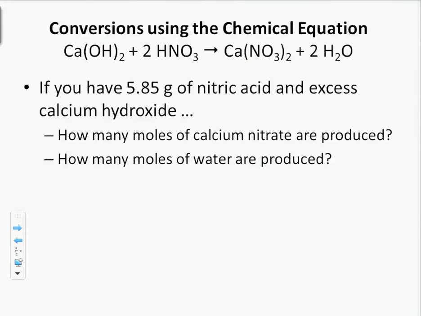The next problem says if you have 5.85 grams of nitric acid and excess calcium hydroxide, then how many moles of each of your products are produced? This is pretty much the same thing as our last example, except this time we're starting out with nitric acid and we're ending up with each of the 2 products. So pause the video at this moment and convert 5.85 grams of nitric acid into calcium nitrate and then convert it into moles of water. So do both of those.